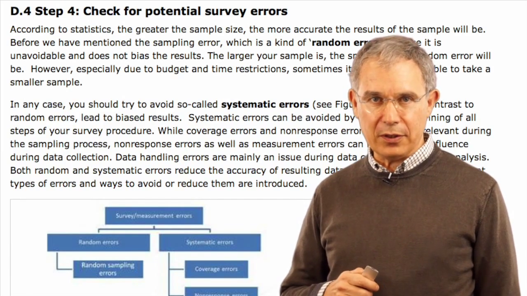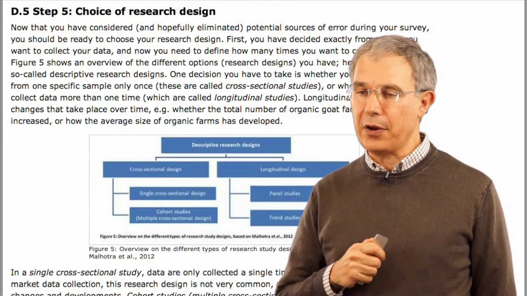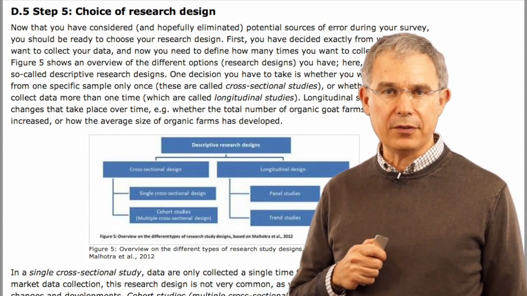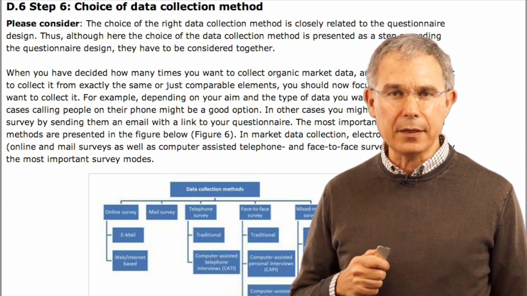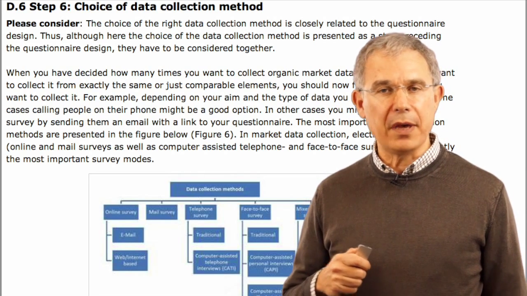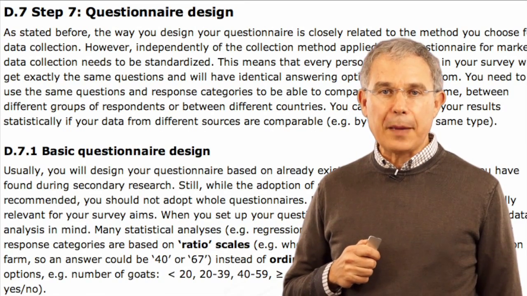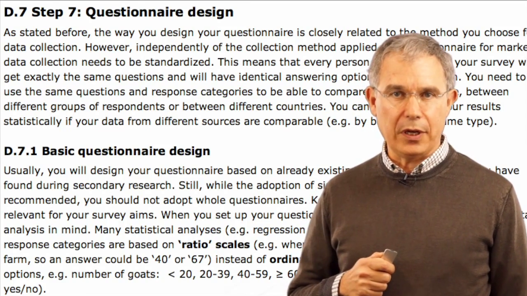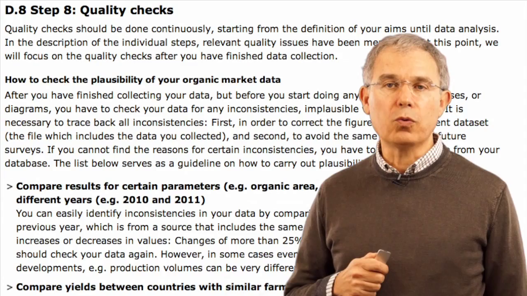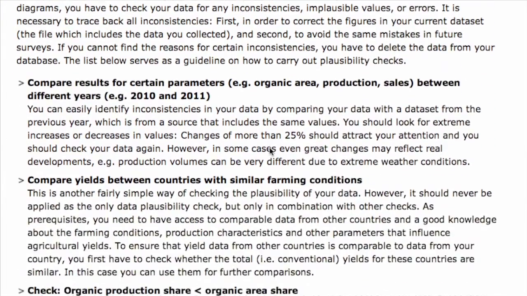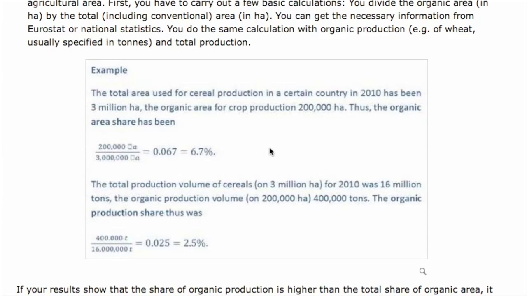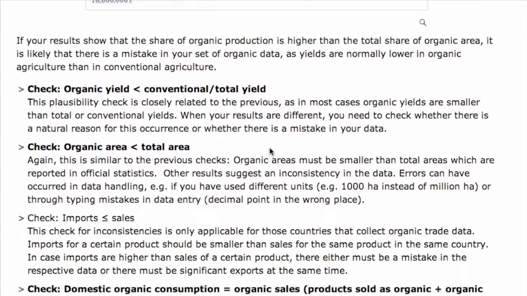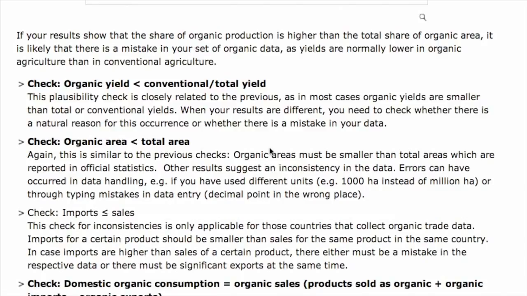Steps 4 to 6 deal with checking for potential survey errors, choice of research design, and choice of data collection method. You could decide if you want to collect the data online, by face-to-face interviews, or by mail survey. Step 7 is about questionnaire design. Step 8 is about quality checks once you have collected data. In part C, we already spoke about the technicalities of how you can make plausibility checks in practice. In this part, we only deal with the methodological background behind plausibility checks.